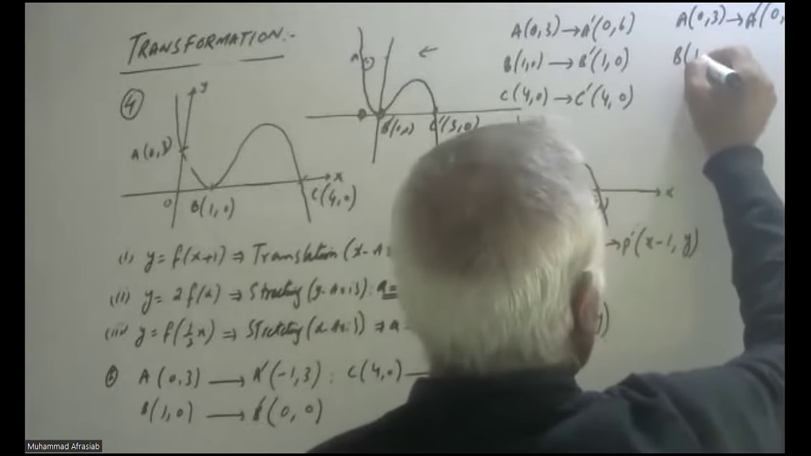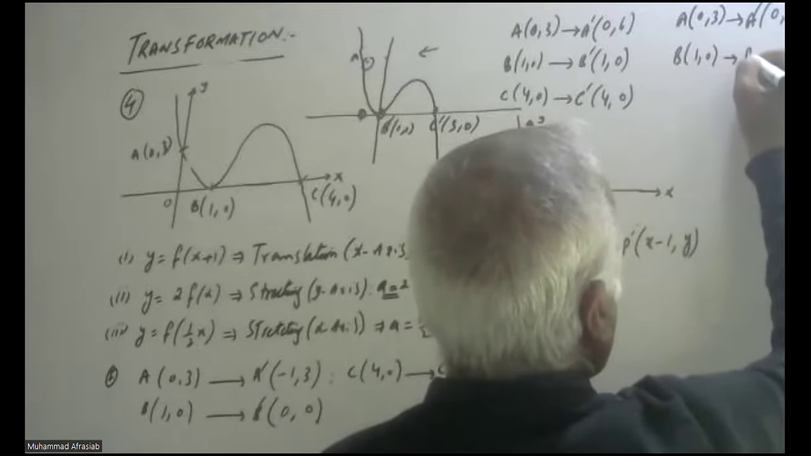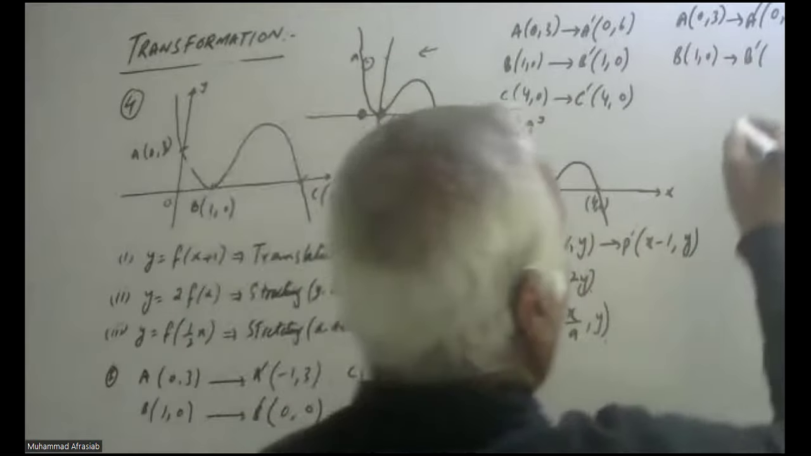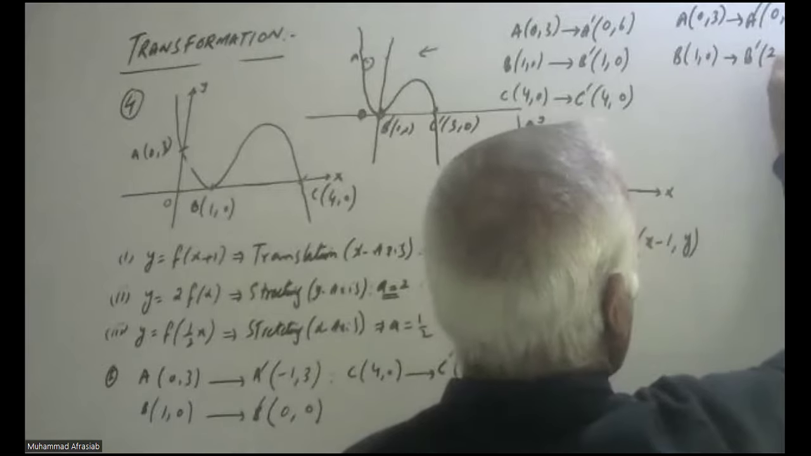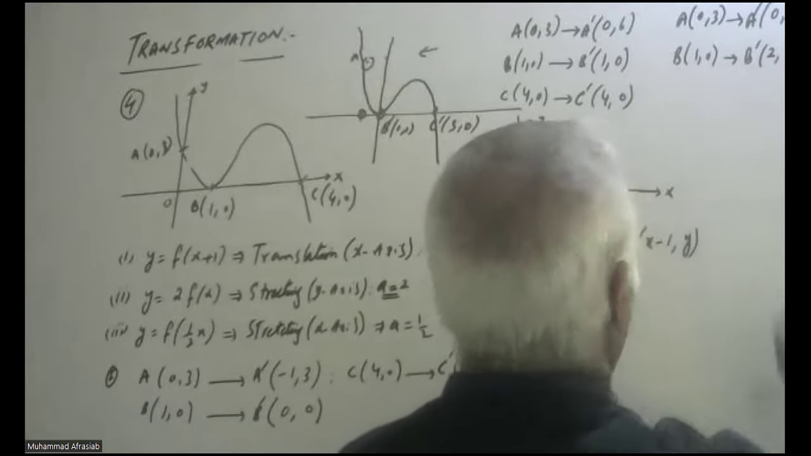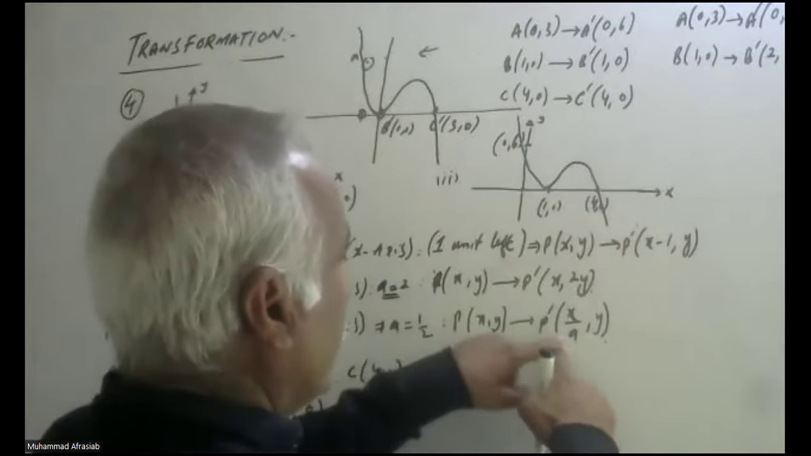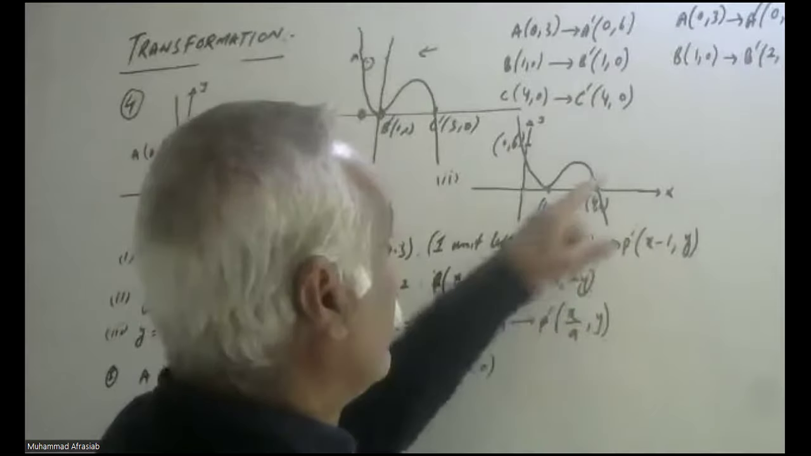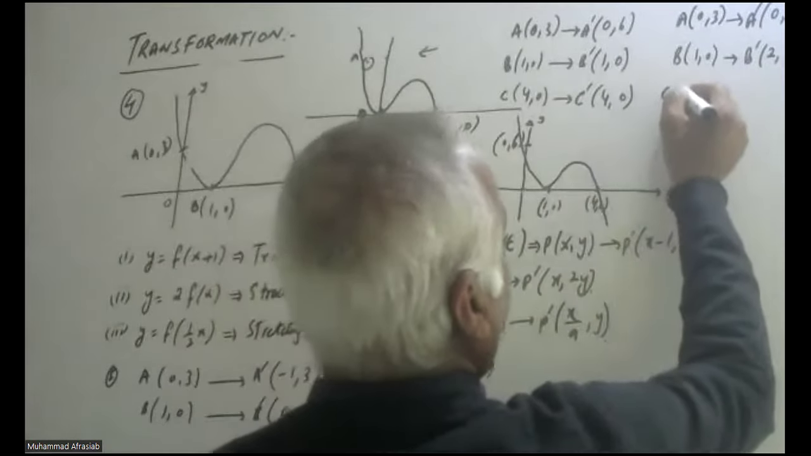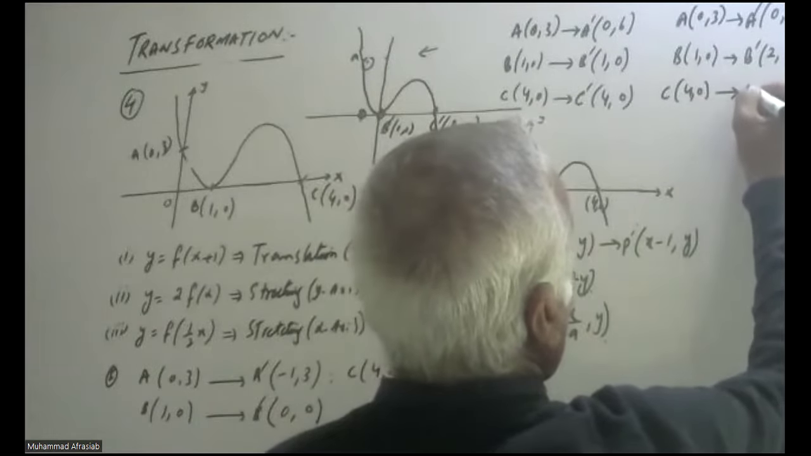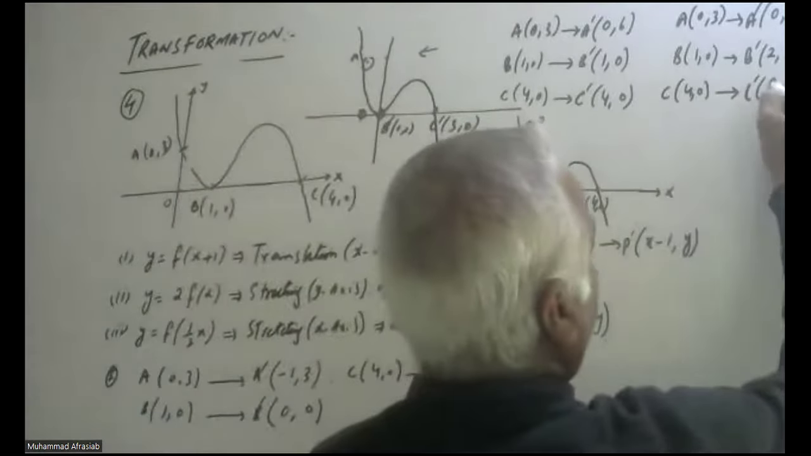B, which is (1, 0). That will become B dash and it will be equal to 1 over half, that is 2, and this point is 0. So it is B dash because this formula will be applied. X is 1 divided by half and that should be equal to 2. C point, which is (4, 0), is going to become C dash, 4 divided by half, that is equal to 8, and the y coordinate would be as it is.